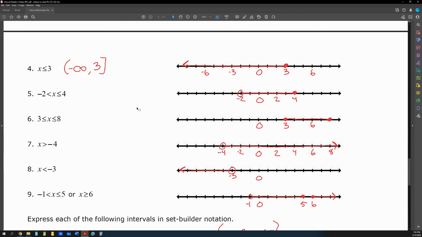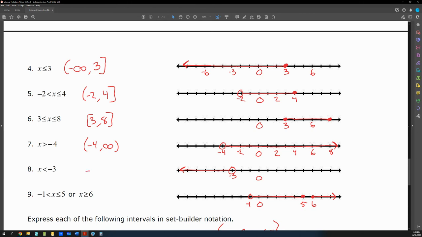All right, so let's take a look here. I forgot to write my interval. So number 5, we have from negative 2 to 4. Number 6, we have from 3 to 8, and those are both included, so we got those square brackets. For number 7, we're going for x greater than negative 4, so from negative 4 to infinity, not including either.